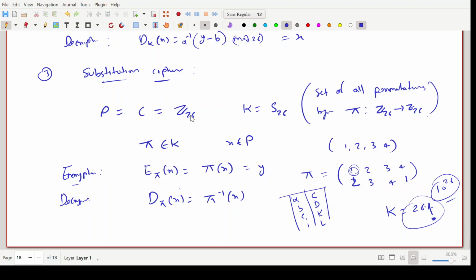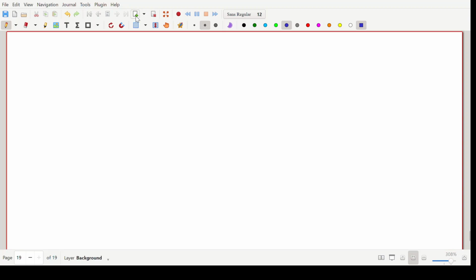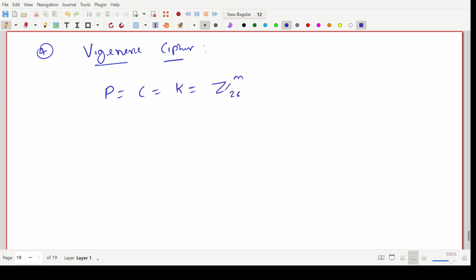Next is Vigenere cipher. So in this case, your plain text, ciphertext, and key space is Z26 raised to M. That means it is an M-element block. The plain text will have M alphabets.